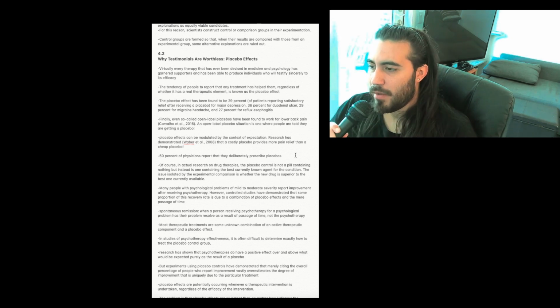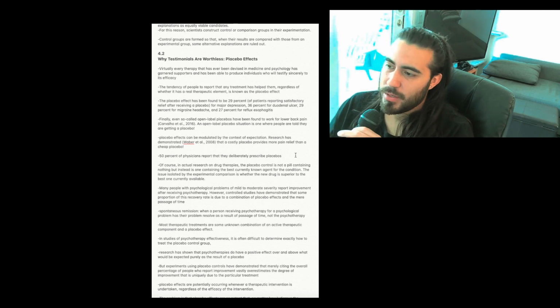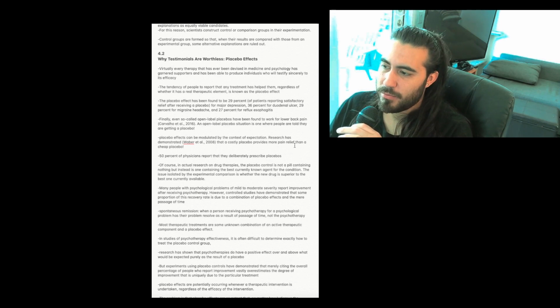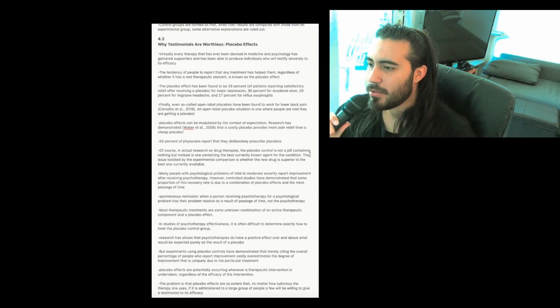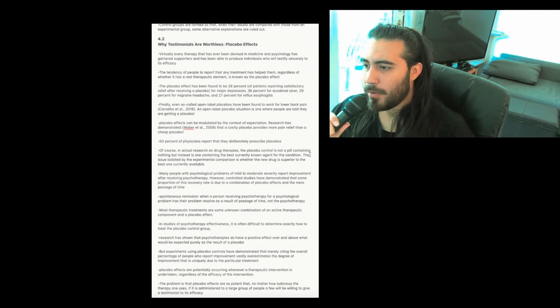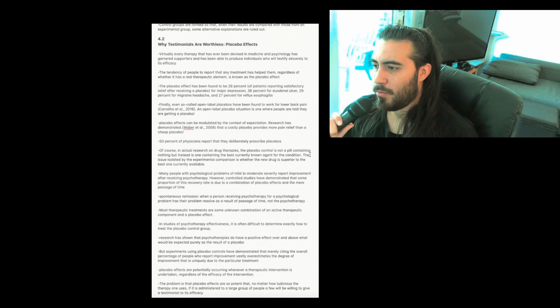The placebo effect has been found to be 29% of patients reporting satisfactory relief after receiving a placebo for major depression, 36% for a duodenal ulcer, 29% for migraine headache, and 27% for reflux esophagitis. Finally, even so-called open-label placebos have been found to work for lower back pain. An open-label placebo situation is one where people are told they are getting a placebo.